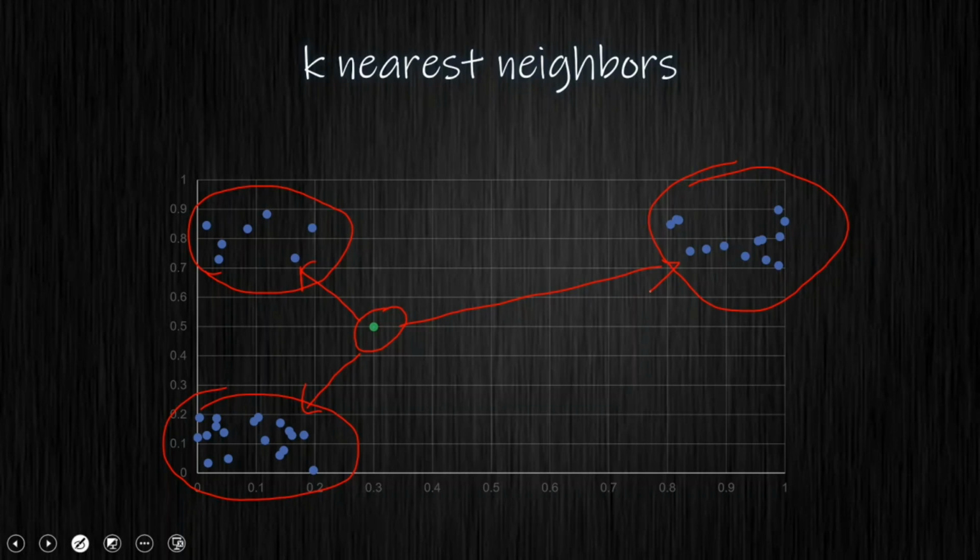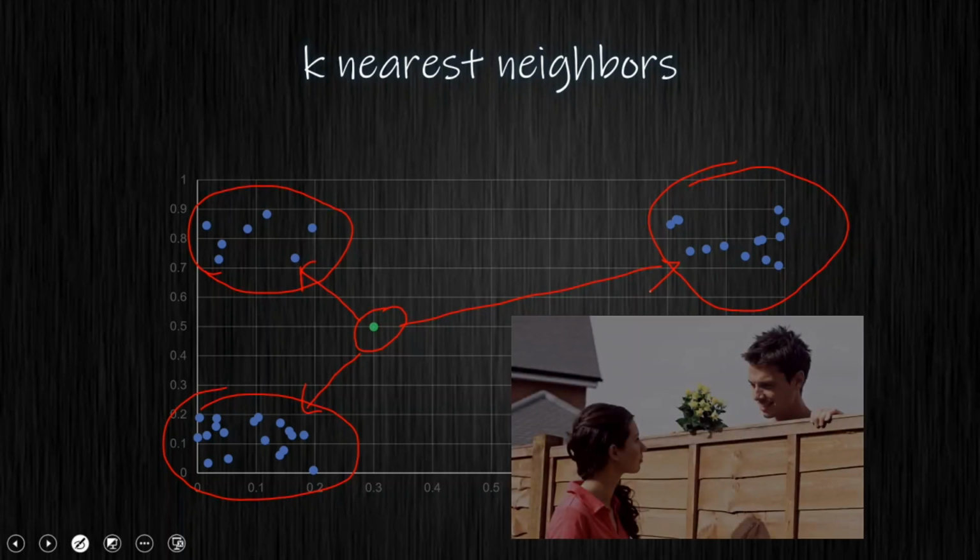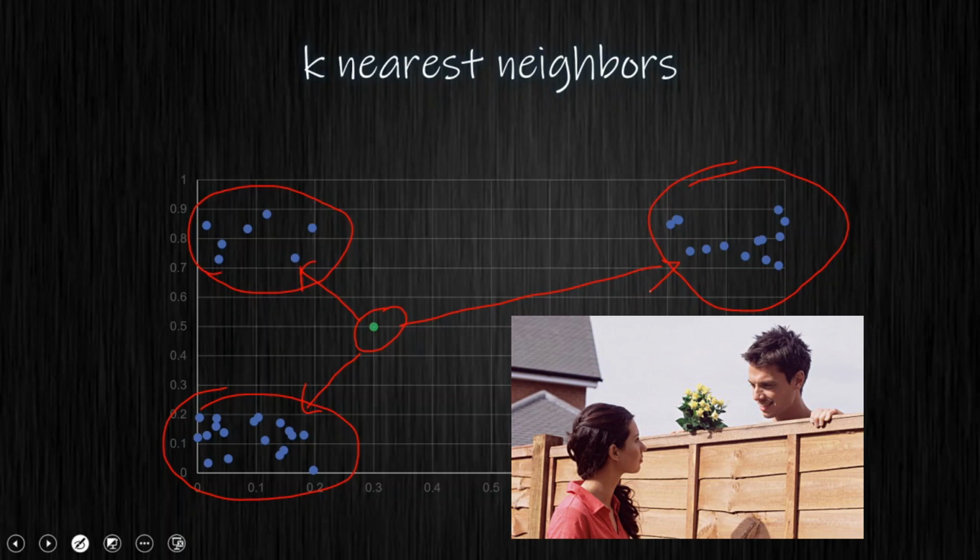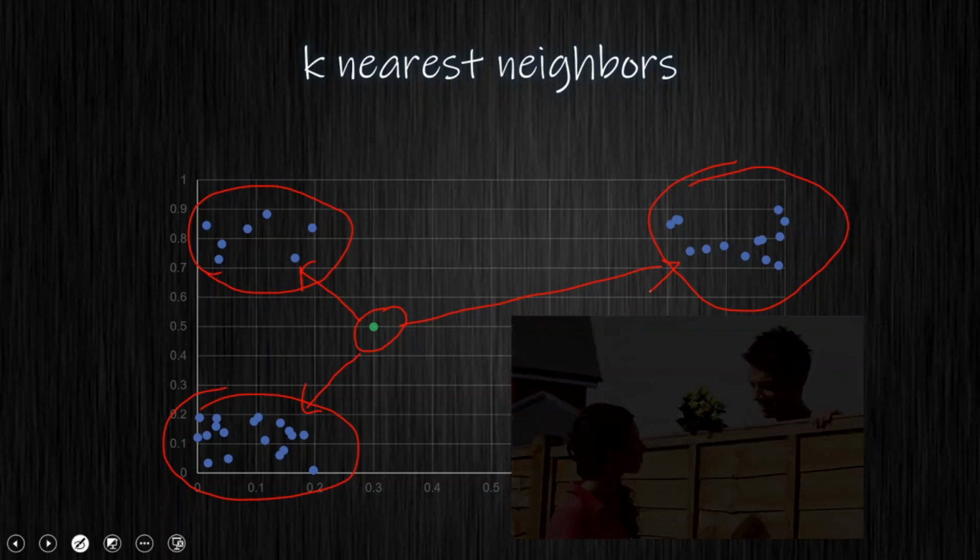It's exactly the same as if you want to know the income of someone, you go from door to door to ask the neighbors how much they earn, and then assume that this person earns the same. So that's why it's called k nearest neighbor.